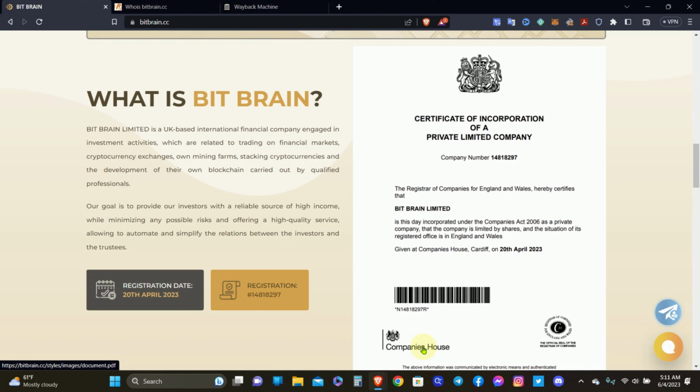Okay, so Companies House registration is just an LLC. That's all it is. If you're going to be doing trading, offering passive income and everything like that, you need to be registered with the FCA, the Financial Conduct Authority in the UK. That's the legitimate regulator in the UK, just like the SEC in the United States and ASIC in Australia. You get the point.